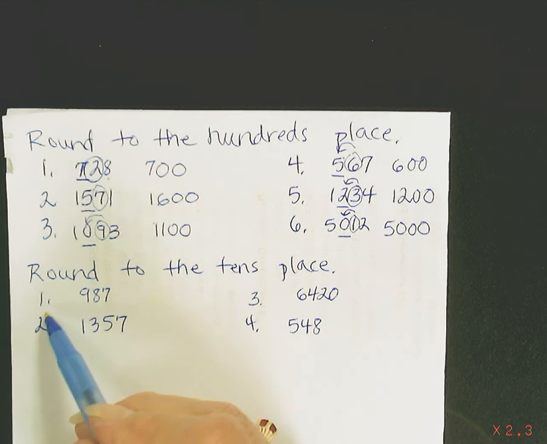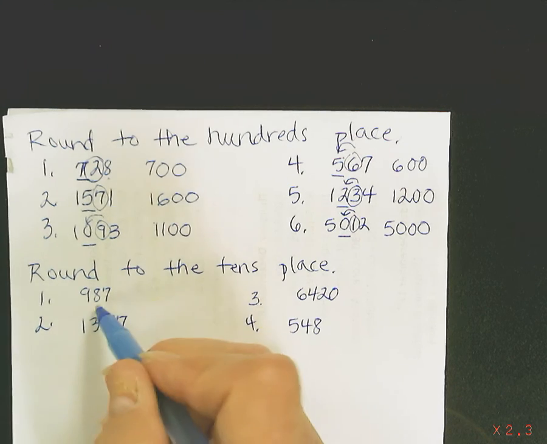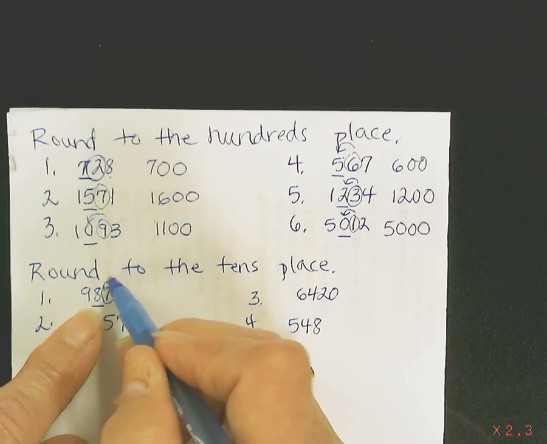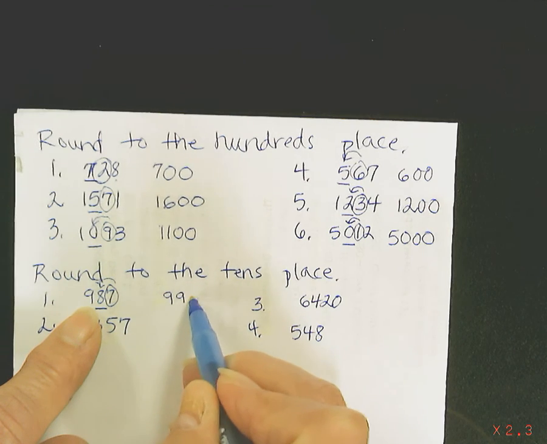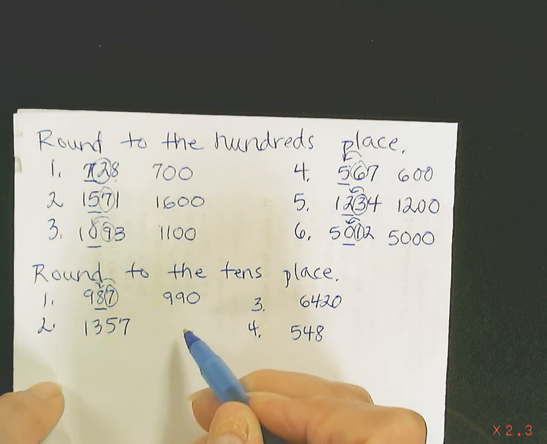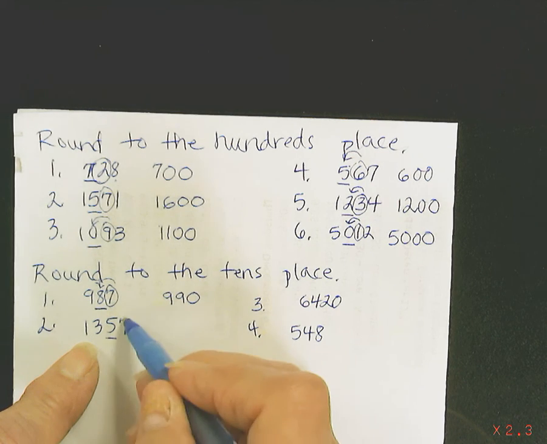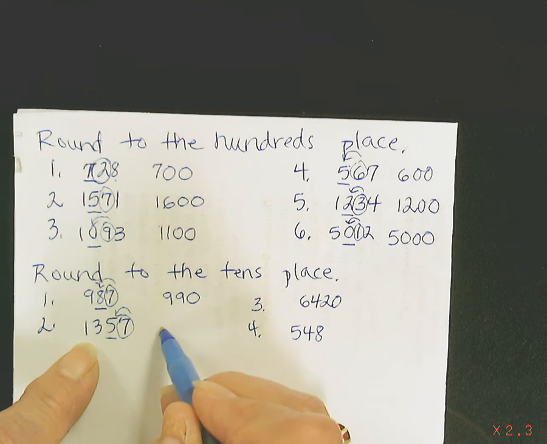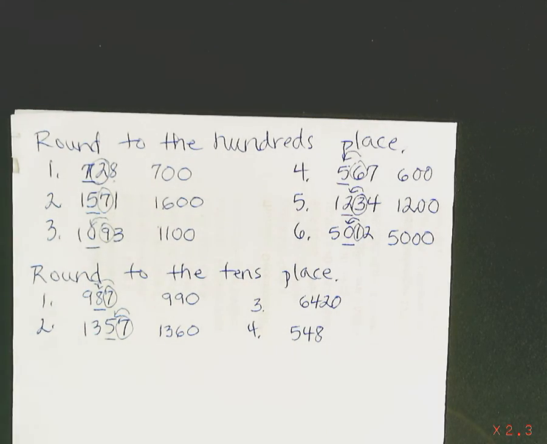So Elena, for number 1, tell me what number I'm going to underline. 8. You are. That's correct. The number behind it's a 7. So Lydia, what does the 7 tell me to do about the 8? Bump it up to a 9, and then everything behind it becomes a 0. For number 2, Jacob, what digit do I underline? 5. That's correct. The number behind it's a 7. Elena, what does the 7 tell me to do? Round it. Bump it up to a 6, and then everything behind it becomes a 0. So you do 3 and 4.